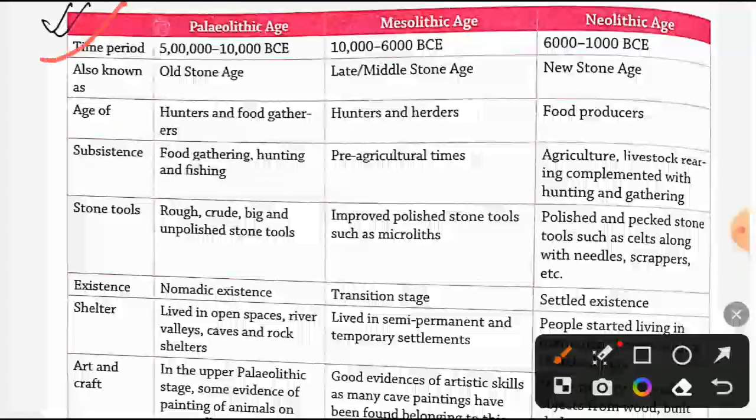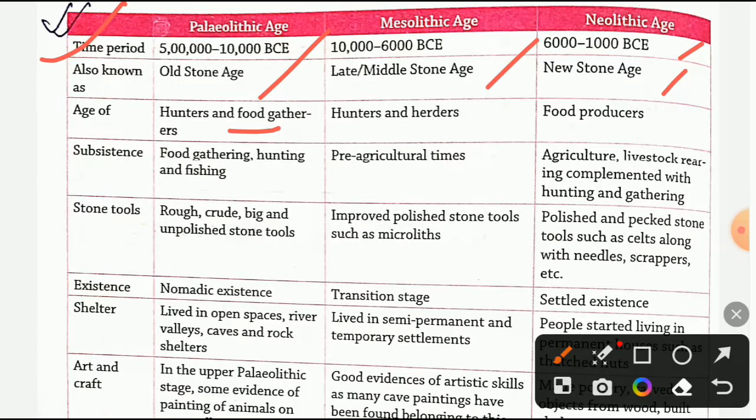Time period is given here. Old Stone Age, Middle Stone Age, New Stone Age. Neolithic is the New Stone Age. In the Paleolithic, they were hunters and food gatherers. Mesolithic, hunters and herders. Neolithic, food producers. And Paleolithic, food gathering and hunting. Pre-agriculture in Mesolithic; agriculture and livestock, that is domestication, started in the Neolithic.